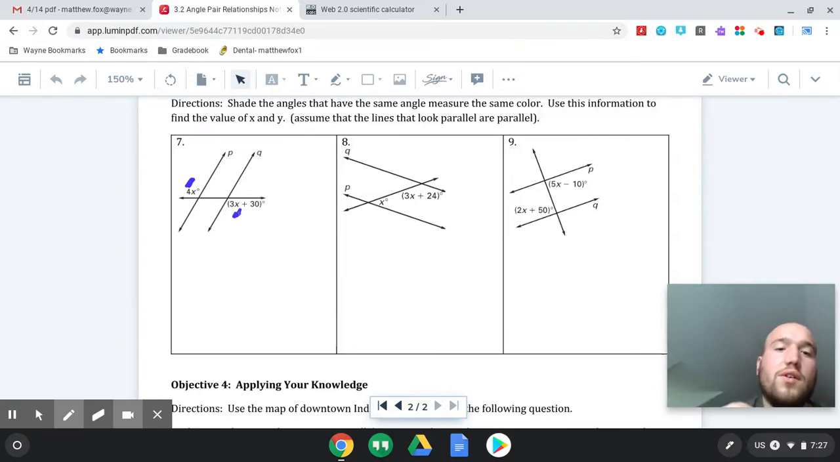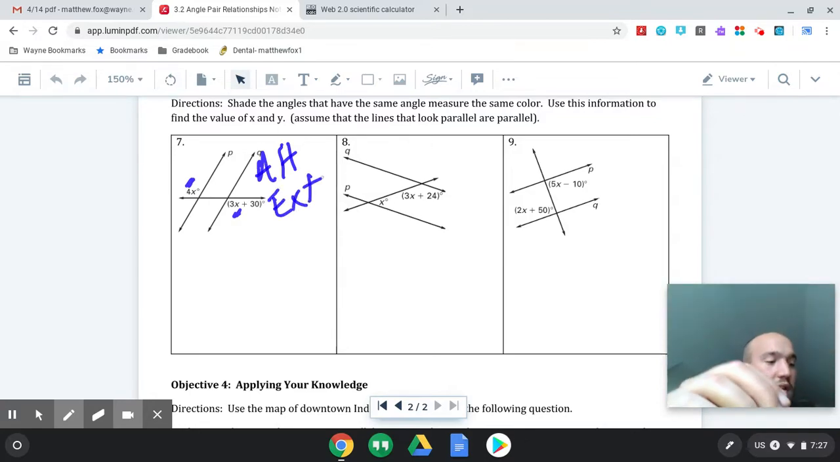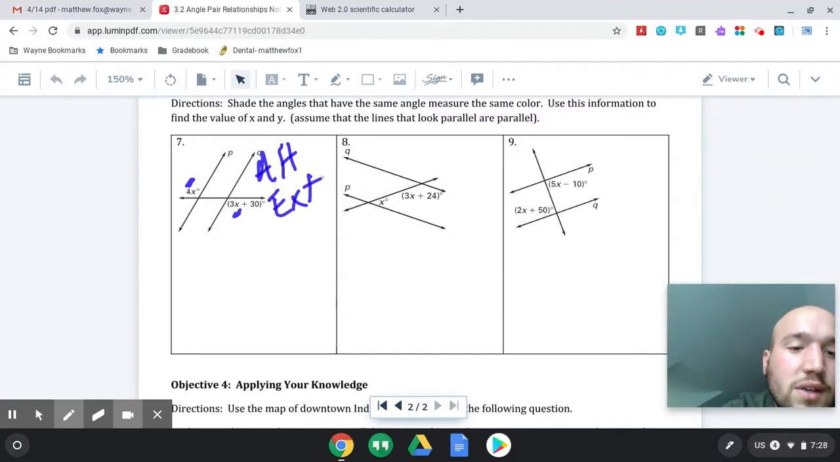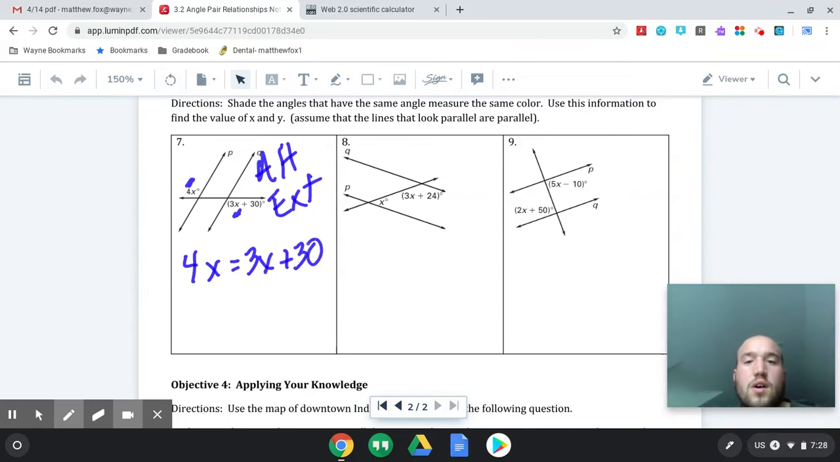Those are what we call alternate exterior. So alternate exterior. And hopefully you remember, if they are alternate exterior angles, that means we can set them equal to each other. So 4x equals 3x plus 30. Now we're almost done. All we have to do to find the value of x is combine our like terms, subtract that 3x, 4x minus 3x, and we get x equals 30.